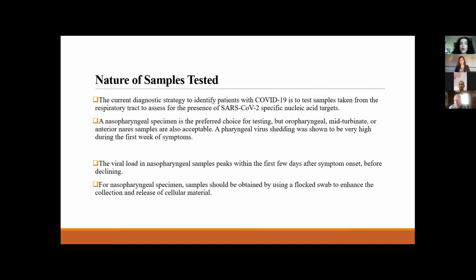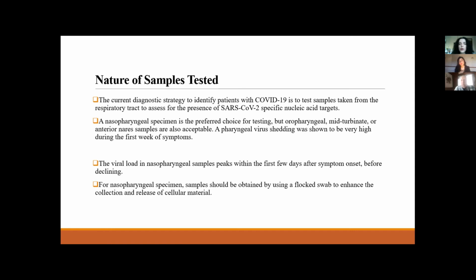Second, nature of samples tested. The current diagnostic strategy to identify patients with COVID-19 is to test samples taken from the respiratory tract to assess for the presence of SARS-CoV-2 specific nucleic acid. A nasopharyngeal specimen is the preferred choice for testing, but oropharyngeal, mid-turbinate, or anterior nares samples are also acceptable.